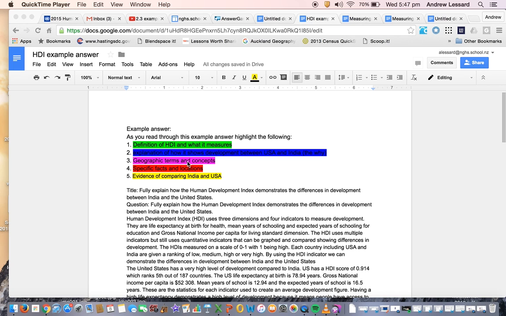You have to have geographic terms and concepts, and those need to be throughout your answer. You definitely have to have specific facts and locations, and it's important that you are actually comparing India and the US and why they actually have differences in development.